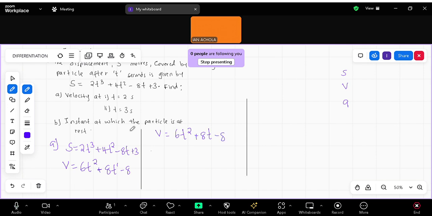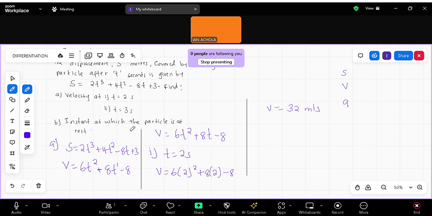Now to find the velocity at t equal to 2 seconds, we substitute t with 2. So Roman 1, the velocity at t equal to 2 seconds, v equal to 6 into bracket 2 squared plus 8 into bracket 2 minus 8. So this is 6 multiplied by 4, 24, plus 16, 40, minus 8 becomes 32 meters per second. So that is the velocity at t equal to 2 seconds.